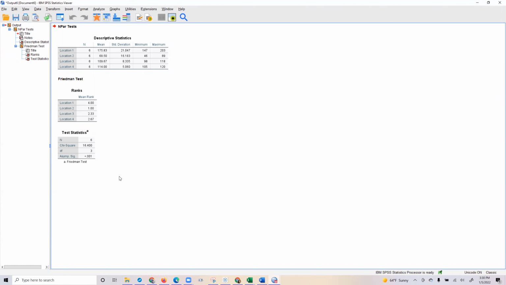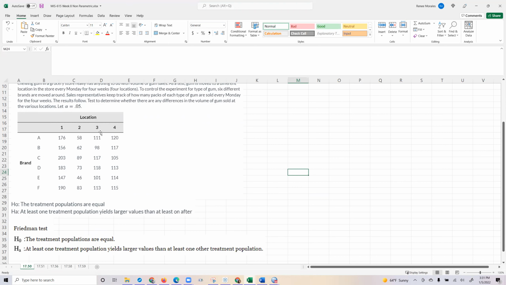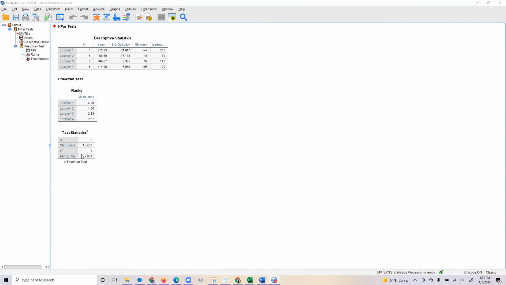So depending on our alpha level of significance, 0.05 is our alpha level in this example. Okay, so our p-value is less than that. So we can indeed, in this example, reject the null hypothesis in favor of the alternative hypothesis, because we have our level of significance there.